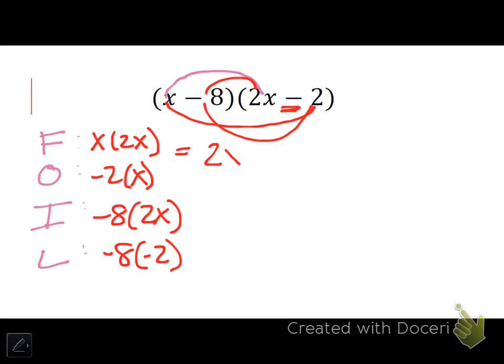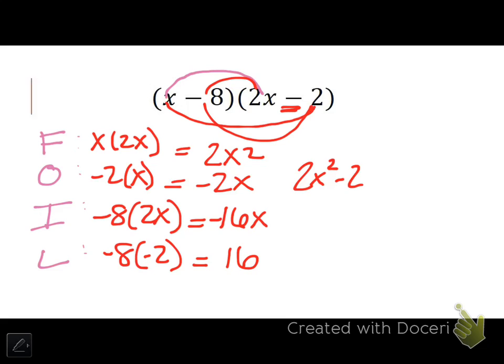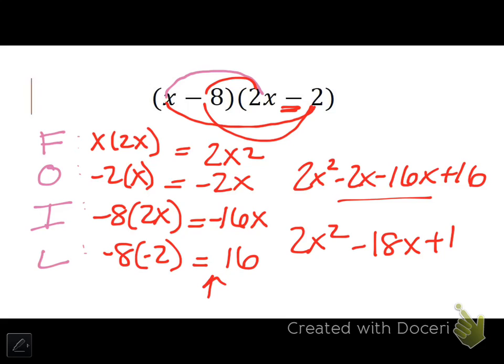So x times 2x is 2x squared. Negative 2 times x is negative 2x. Negative 8 times 2x is negative 16x. Negative 8 times negative 2 is 16. So we got to bring them all out. And if you don't know what sign goes in front, it's always going to be a plus sign. So combine our like terms, we got 2x squared, negative 2x minus 16x is going to be negative 18x. And it's written in standard form, so highest exponent to lowest exponent. So whenever I see two binomials, I'm always going to FOIL it.